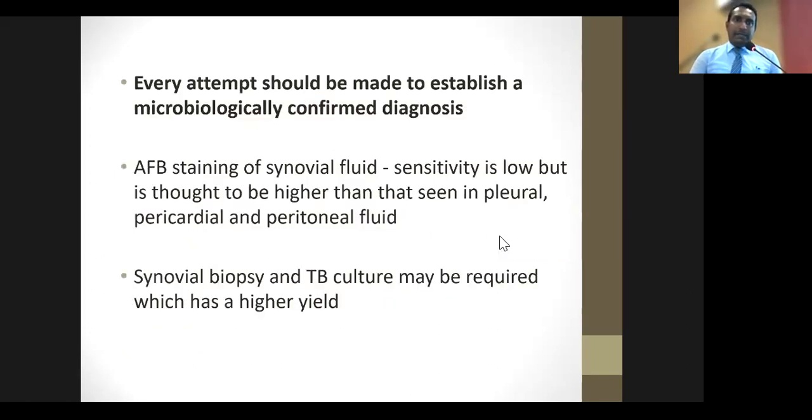Therefore, every attempt should be made to establish a microbiological diagnosis. You can do AFB staining of the synovial fluid, but the sensitivity is low, though it is considered to be higher than that seen in pleural, pericardial, and peritoneal fluid. Best is to do a synovial biopsy and TB culture, which has a higher diagnostic yield.